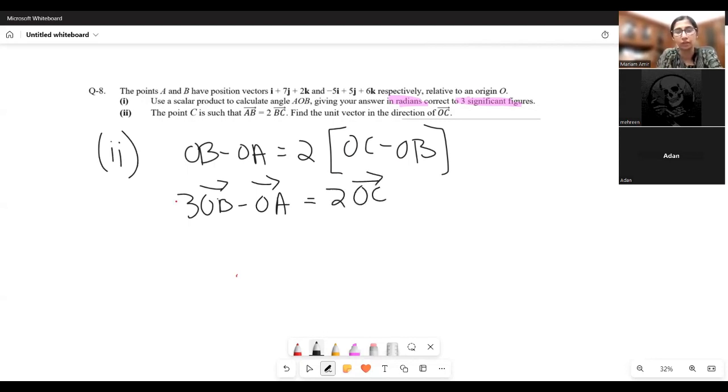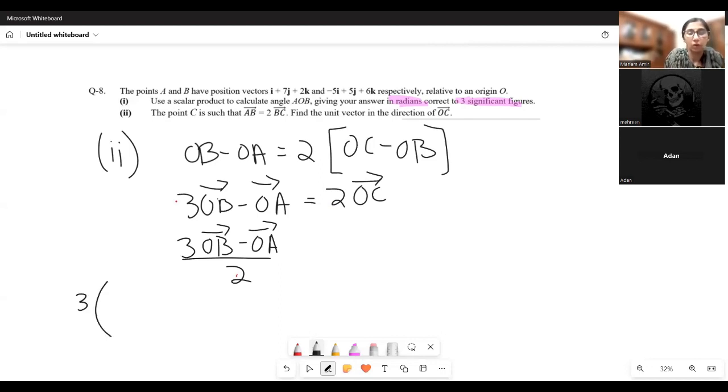So then you divide the result: 3OB minus OA, divided by 2. Let me just quickly double check. OB minus OA equals 2 bracket OC minus OB; the 2OB goes to the other side, 3OB minus OA stays there, and the 2 divides. Yes, this should give the answer.